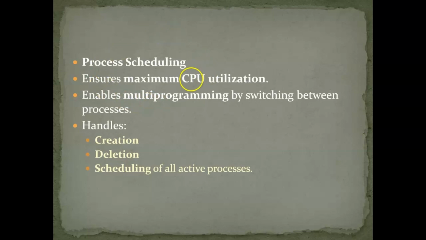Now next one is process scheduling. So process scheduling, it ensures the maximum CPU utilization, and also helps multi-programming by switching between the process, and also it creates, deletes and schedules the processes properly.